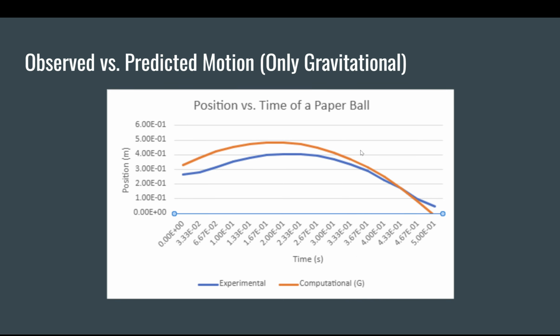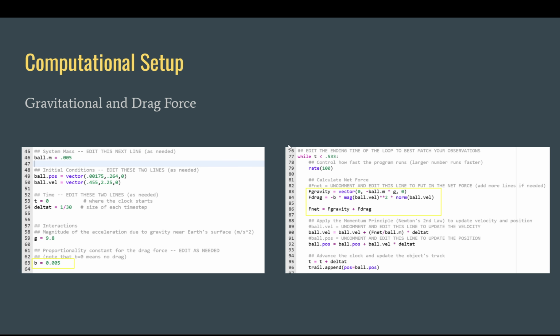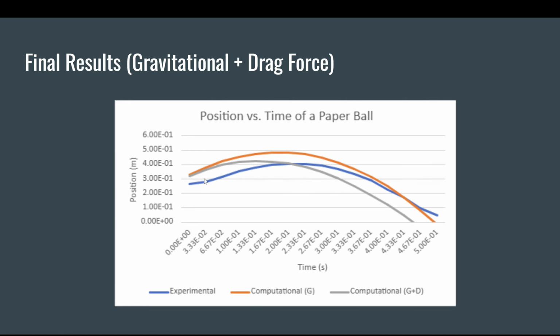And the position and velocity update here. So this is what we get when we just take into account gravitational force, which is the orange line, and it predicts a higher trajectory than the one we saw. So what's missing is the drag force. So let's take into account the drag force this time. I set my b equal to 0.005, and that will put this equation to use here, which we discussed already. And here's the final result. The gray line is now the computational model with gravity and drag. Blues are experimental. As you can see, the experimental sort of lies in the middle, but it's kind of off.